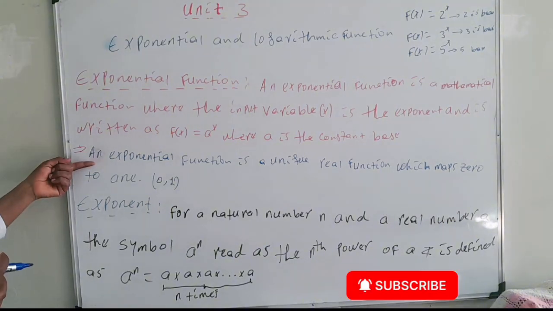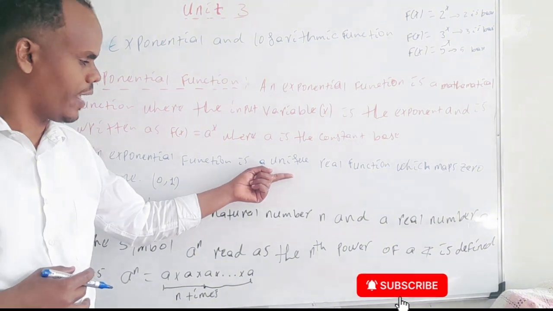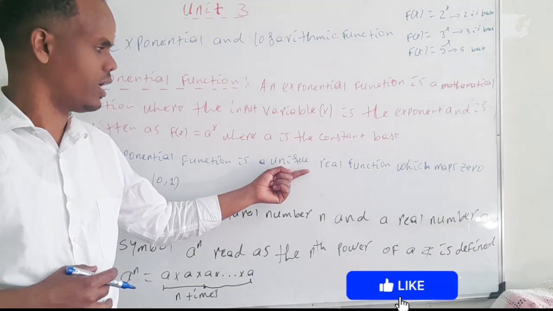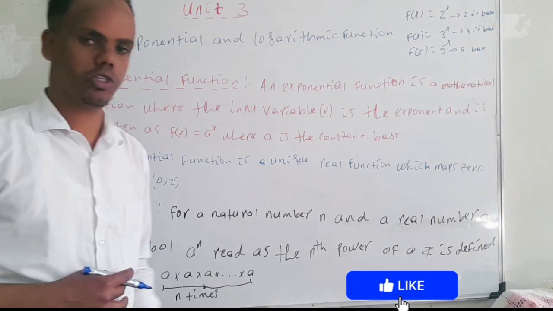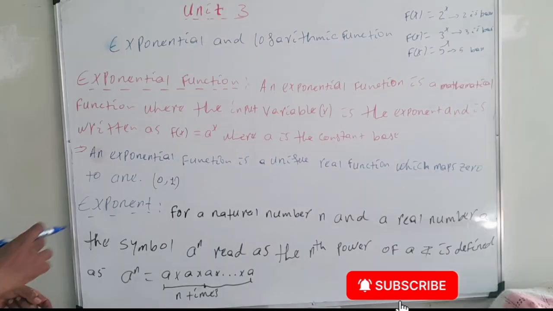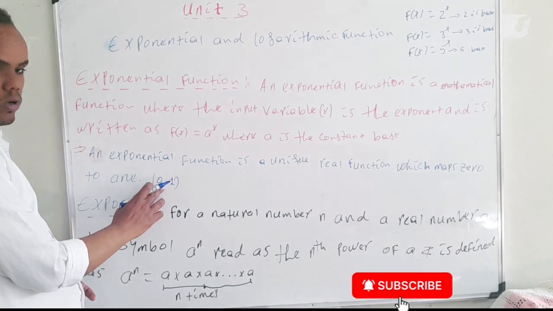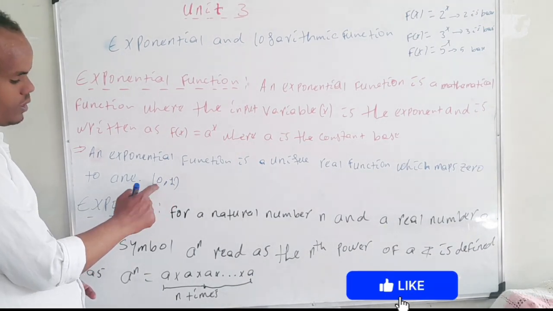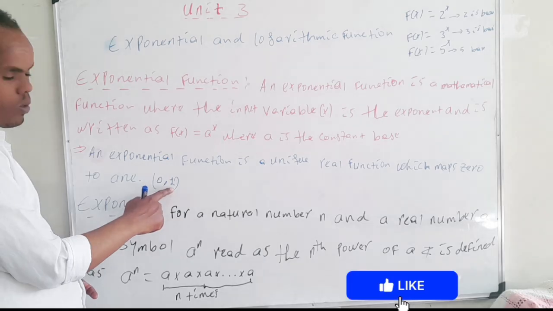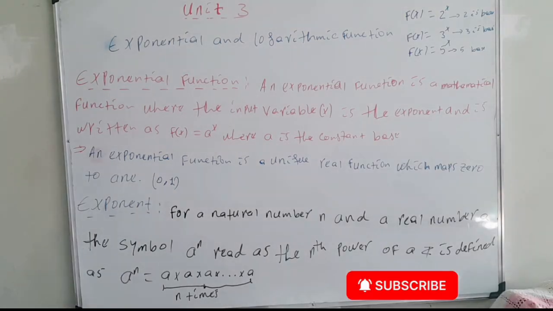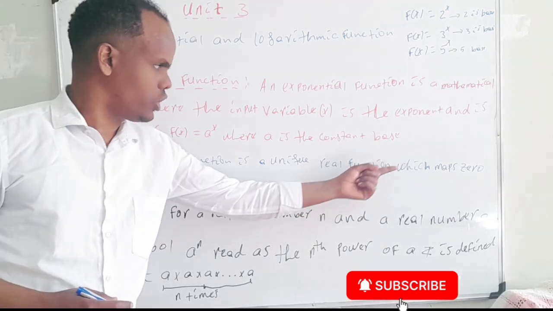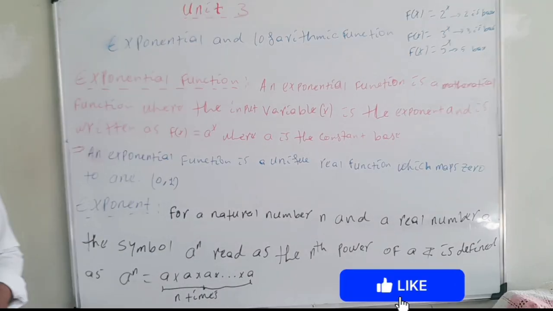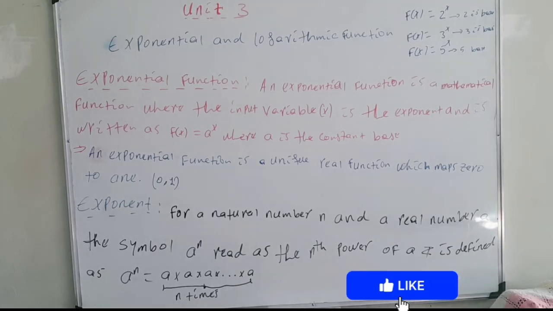In other words, an exponential function is a unique real function which maps 0 to 1. 0 to 1 means the first component, the value of x, is 0. The second component is 1. So it is a unique real function which maps 0 to 1. That is the exponential function.